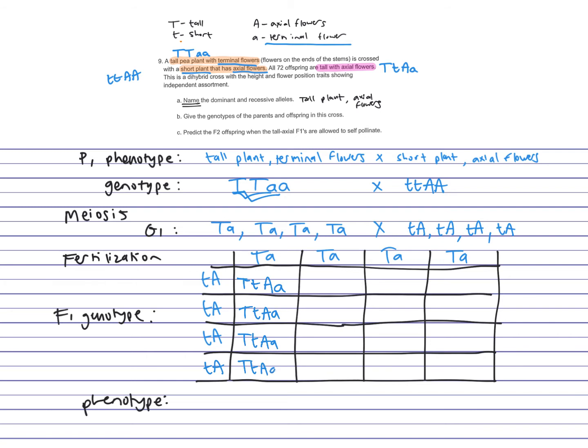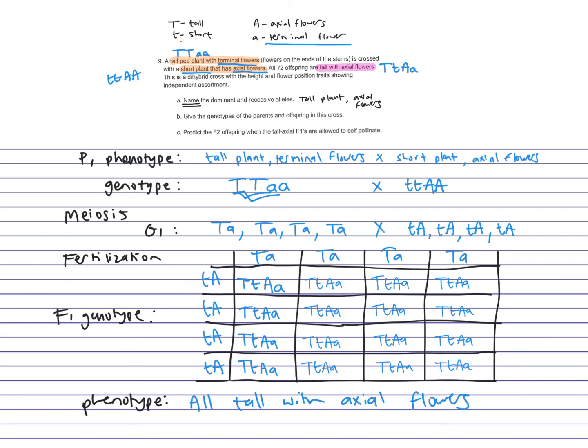for both traits. So what you can see I do here, and this is what I was training you for with a monohybrid cross, you can write the F1 genotype just on the side, because in some examples you're going to have many different genotypes here, so you don't want to copy them down and rewrite them. So I just label everything inside this Punnett square as the F1 genotype. Phenotypically, they are all going to be tall with axial flowers.